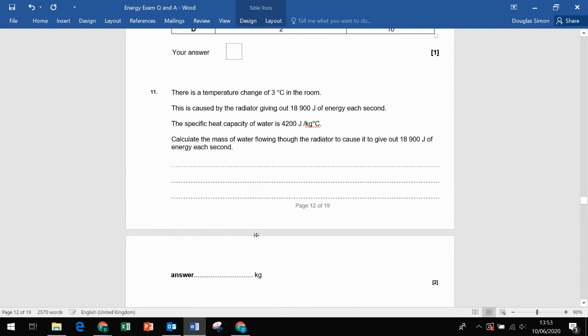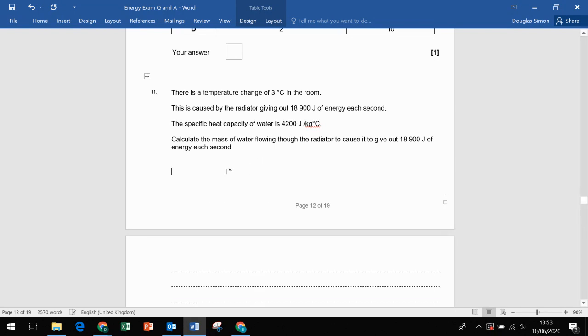Question 11. There is a temperature change of 3 degrees Celsius in the room. This is caused by the radiator giving out 18,900 joules of energy each second. The heat capacity of water is 4,200 joules per kilogram per degree Celsius. Calculate the mass of water flowing through the radiator to cause it to give out 18,900 joules of energy each second. So we need to know the heat capacity equation. It is on the formula sheet. Energy transferred equals mass times specific heat capacity times temperature change.